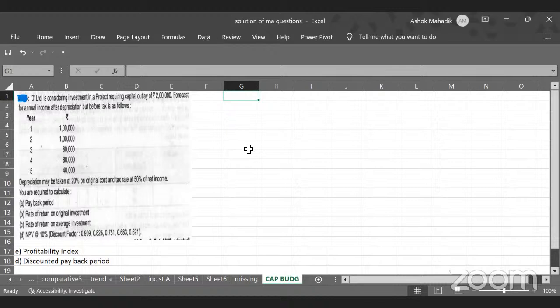Hello students, in today's lecture I'll be teaching one capital budgeting sum which will cover all the methods. So let us start with the sum. I'll read the sum. T Limited is considering investment in a project requiring capital outlay of rupees 2 lakhs. So this is the initial investment.